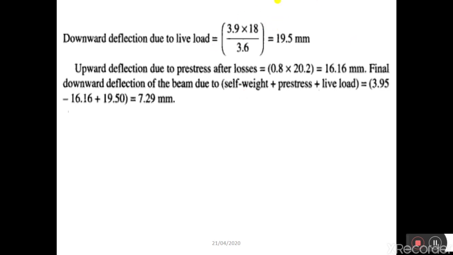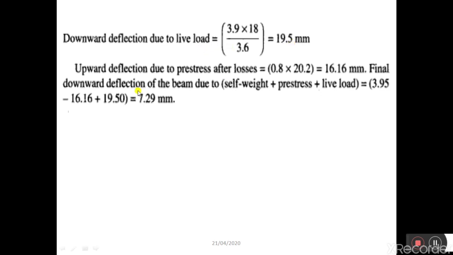So here I will tell you once again. Here what I have done is I have taken the comparison of live load and dead load. For a dead load of 3.6 kilonewton per meter, the deflection is 3.9 millimeter. Then what will be the deflection for 18 kilonewton per meter? For 18 kilonewton per meter, the deflection will be 19.5 mm in downward direction, because the live load will always act in downward direction, hence the deflection will be in the same direction.